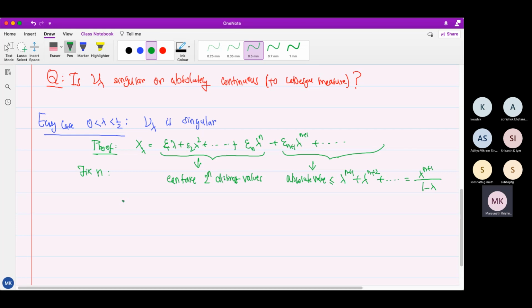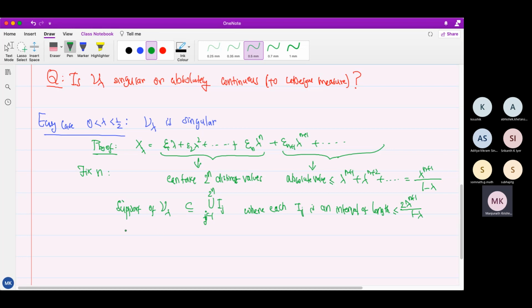What this means is that the support of nu lambda is a subset of the union of I_j, j equals 1 to 2 to the n, where each I_j is an interval of length less than or equal to lambda to the n plus 1 over 1 minus lambda. You take each of these possible values and around each point you put an interval of length lambda to the n plus 1 over 1 minus lambda on each side. So its length is 2 times that. So it is a union of so many intervals.